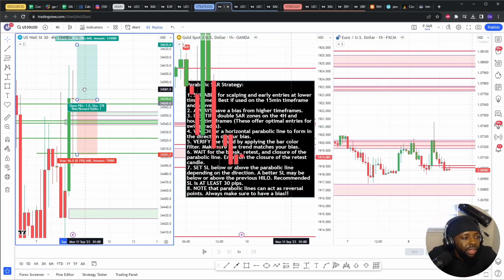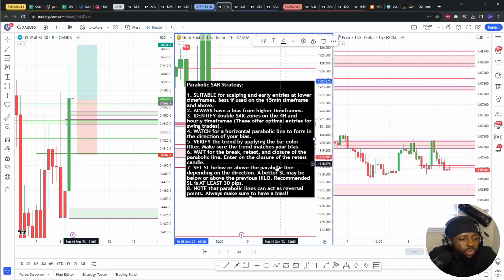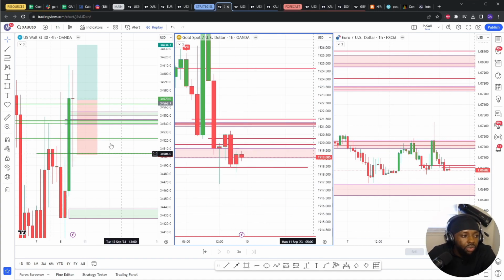Now here the entry would be this, but I want us to focus on item number 7. Set stop loss below or above the parabolic line depending on the direction. Now again, a better stop loss may be below or above the previous high-low period. And also note that parabolic lines can act as reversal points. I'll go ahead and clear that.